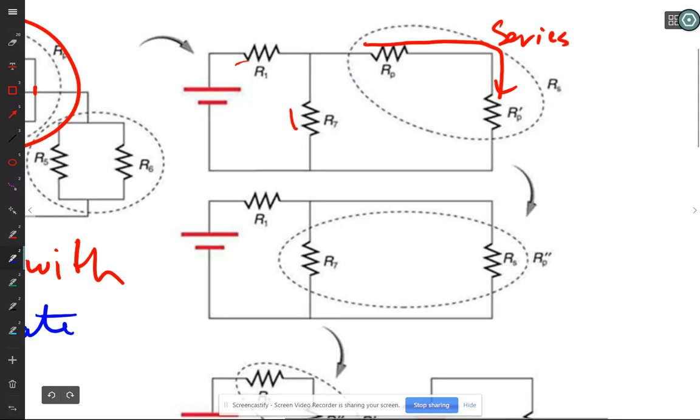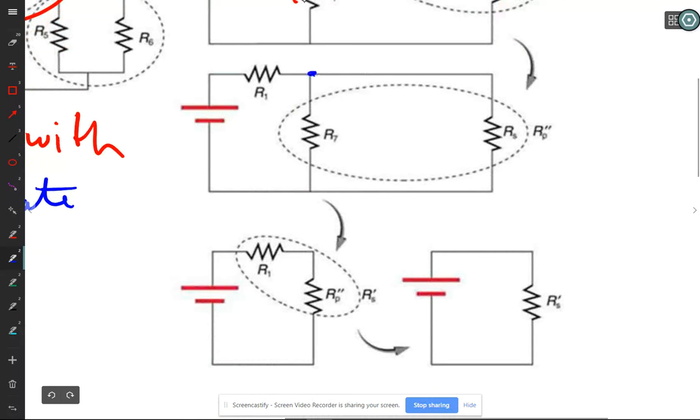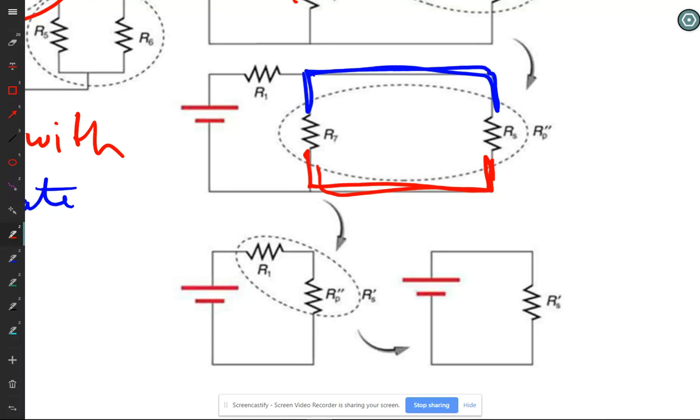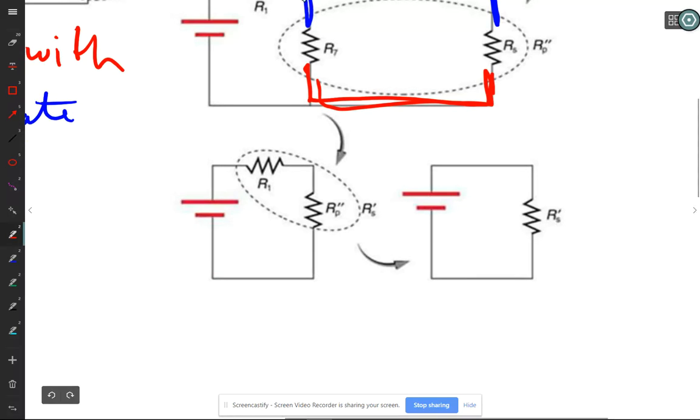But since these two are in series, they're combined, and now these tops are connected together. These bottoms, I know I shifted what colors on top and bottom, doesn't matter to me, are connected together. So these are in parallel. We combine those in parallel. Then these are in series. And so we can shrink it down to one resistor. So we can take this entire circuit and shrink it down to one resistance.